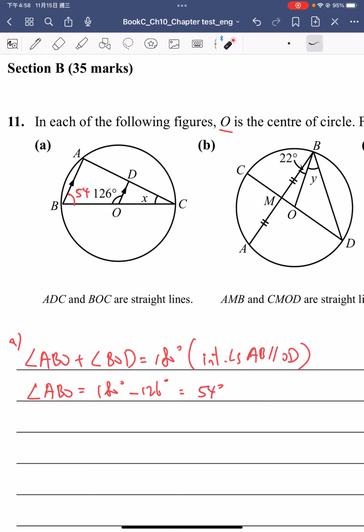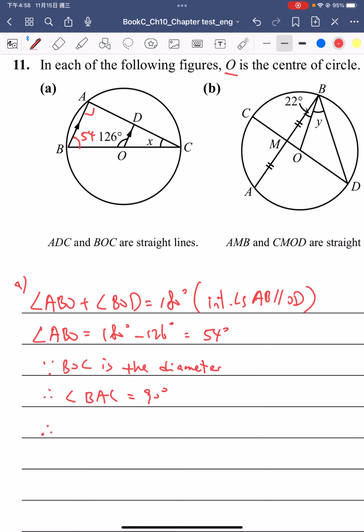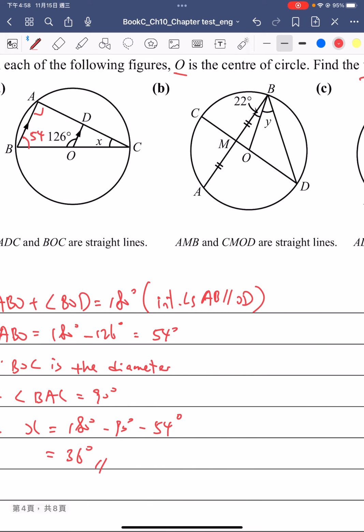And then we can say this is a right angle, because BOC is the diameter. So the angle BAC is equal to 90 degrees. So this is 90 degrees. Then, using the angle sum of a triangle, x is equal to 180 degrees minus 90 minus 54, giving the answer, which is equal to 36 degrees. Okay, so that's for part A.